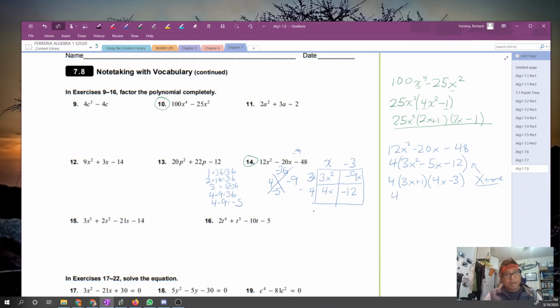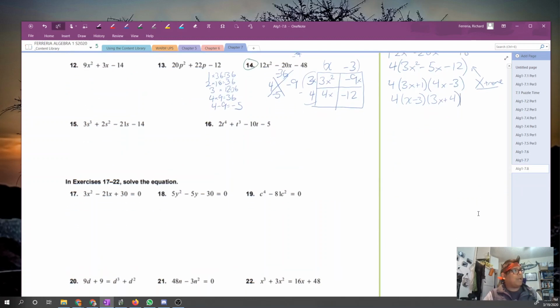Oh, I didn't see you there. I'm just about to finish here. We've got 4 multiplied by this top one, which is x minus 3, multiplied by this bottom one, which is 3x plus 4. All right, that's our extreme problem.